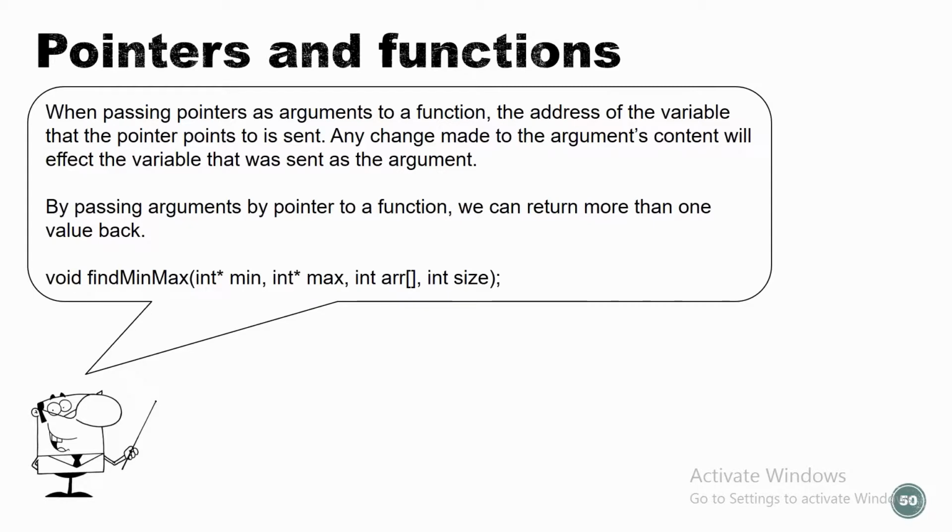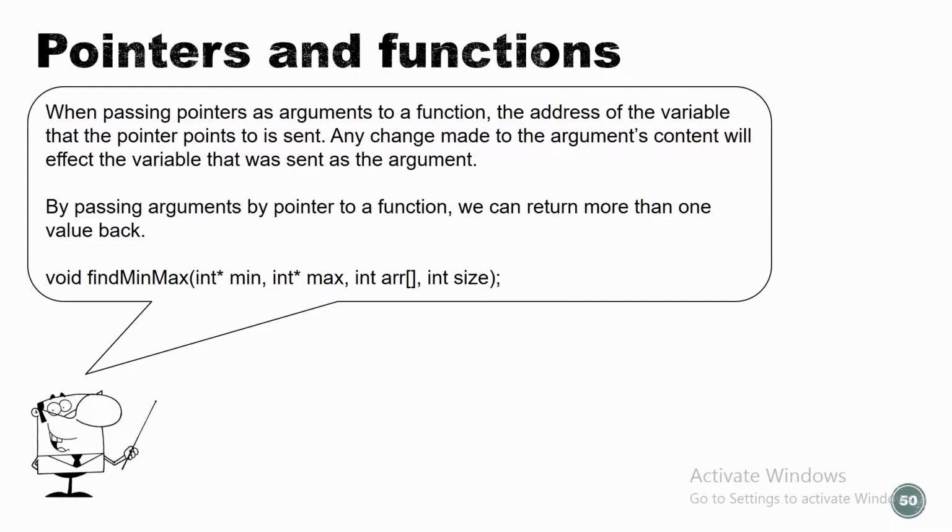Pointers and functions. When passing pointers as arguments to a function, the address of the variable that the pointer points to is sent, right? Because a pointer is an address, so we're sending an address. Any change made to the argument's content will affect the variable that was sent as the argument. By passing arguments by pointer to a function, we can return more than one value back. So those are two important things that are happening when we're using pointers as arguments and inside of functions.